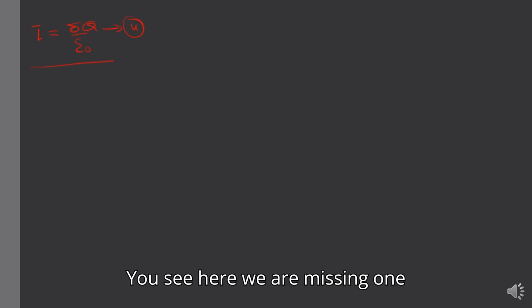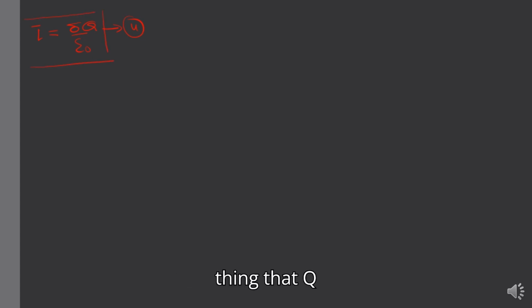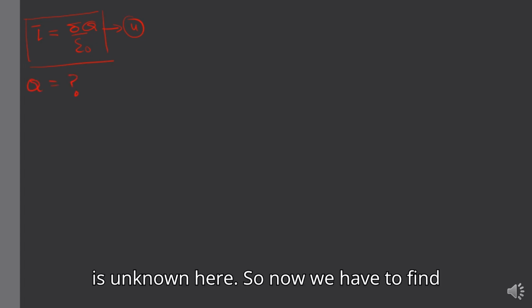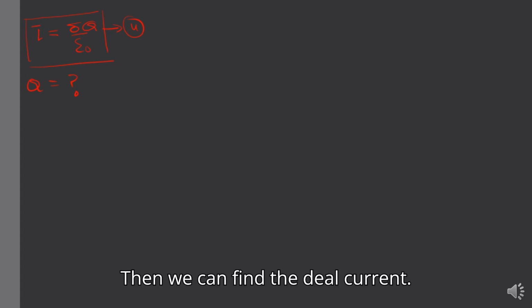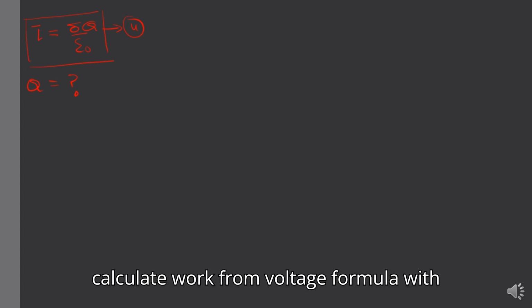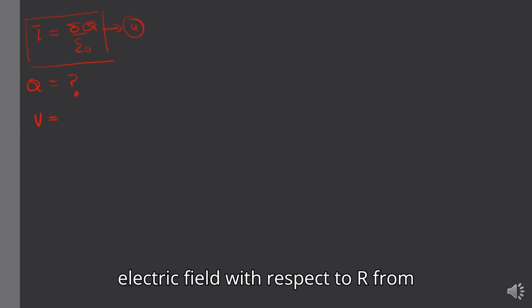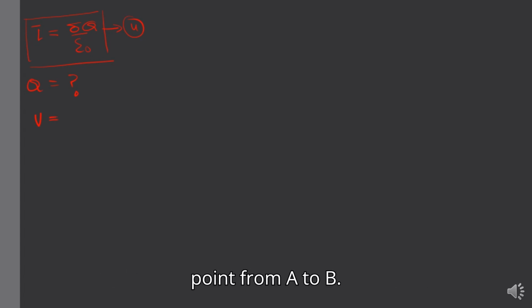You see here we are missing one thing, that q is unknown here. So now we have to find q, how much charge is there. Then we can find the real current. So let's see, we have to calculate work from the voltage formula, in which we have to integrate the electric field with respect to r from point A to B.